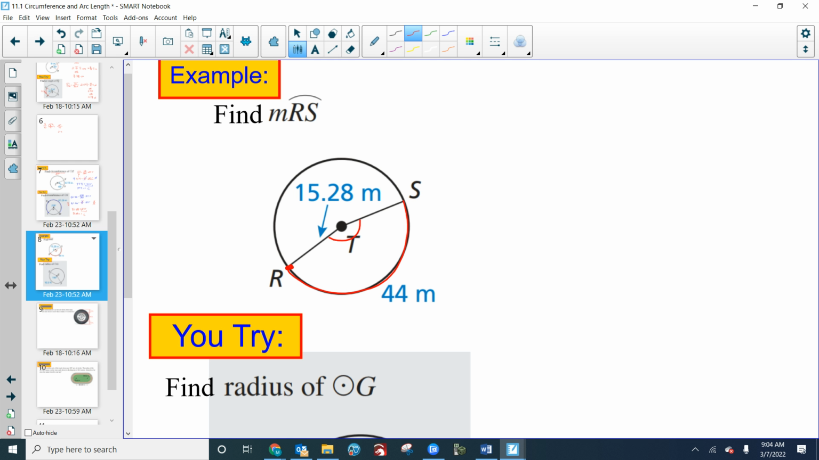Well, let's plug it into our fancy dancy calculator. Well, formula first, and then calculator. All right. Isn't our arc length 44 equal to the measure of arc RS in degrees over 360 times 2 pi, and the radius is 15.28. Are you with me? We're trying to solve for that, the arc measure in the numerator up there.